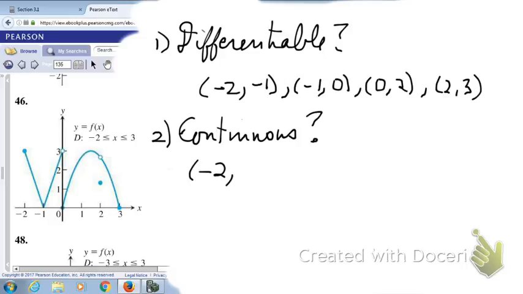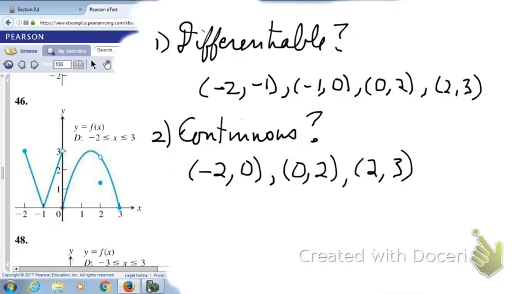-2 to 0, and then 0 to 2, and then 2 to 3. You guys agree? For a function to be continuous, we did that in 2.5, you just need a limit from the left, the function itself, a limit from the right, and the point, and they all match.